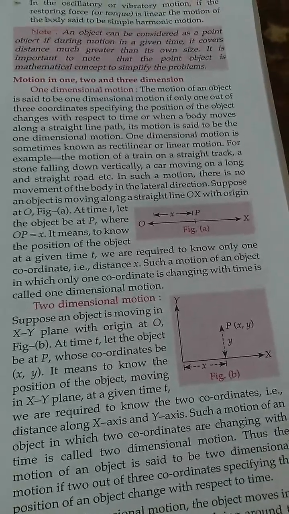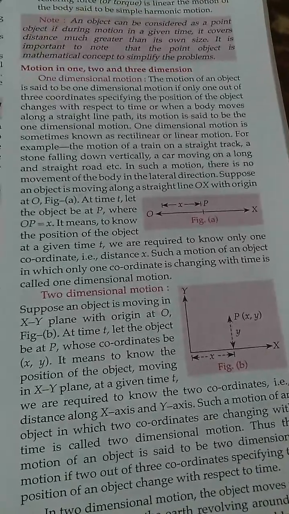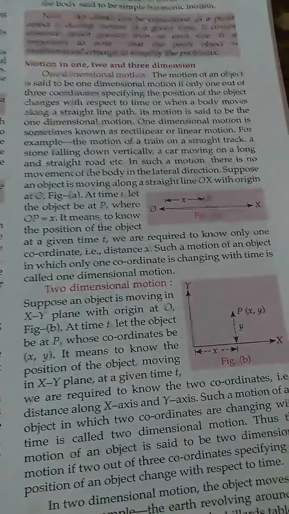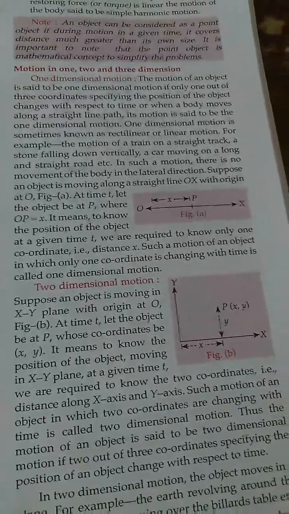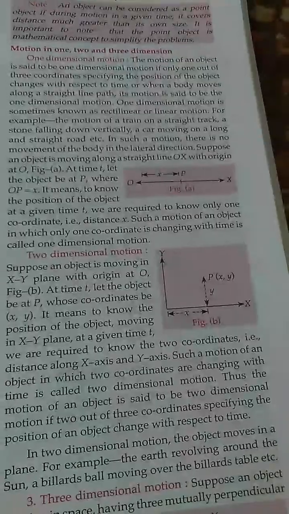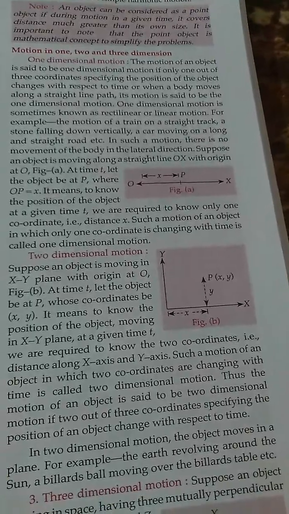Suppose an object is moving along a straight line OX with the origin at O. At time t, let the object be at P, where OP equals x. It means to know the position of the object at a given time t, we are required to know only one coordinate, that is distance x. Such a motion of an object in which only one coordinate is changing with time is called one-dimensional motion.